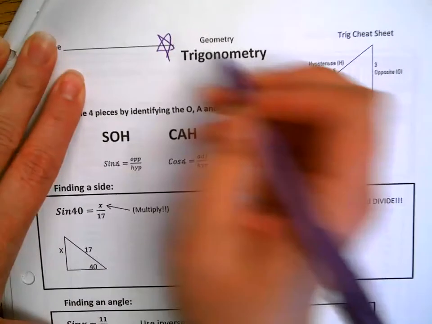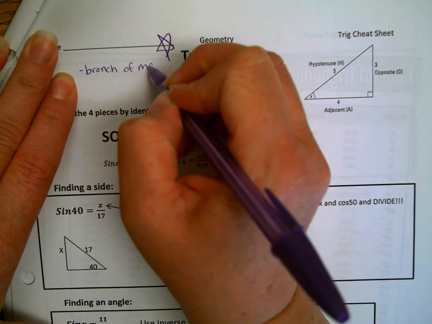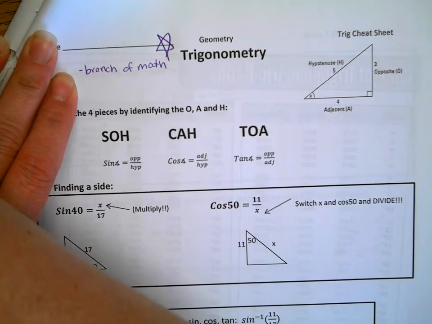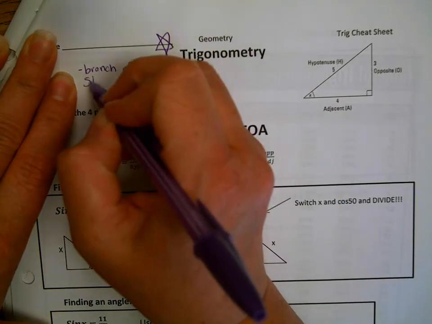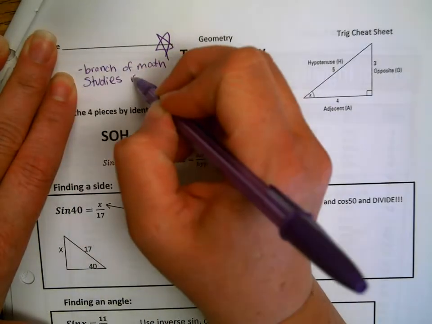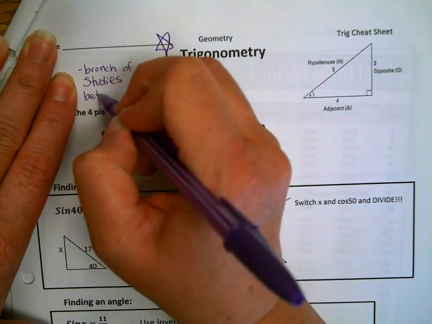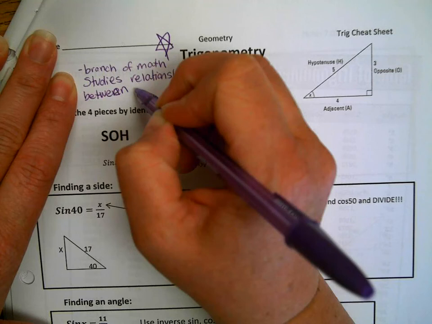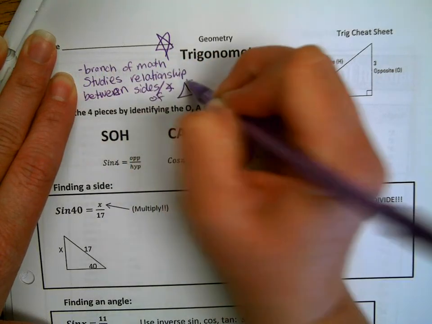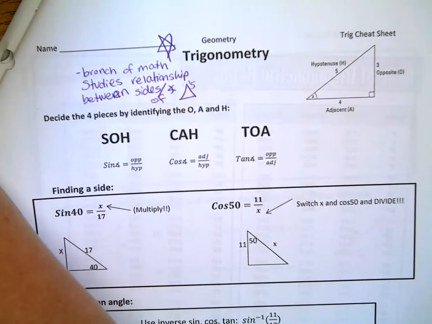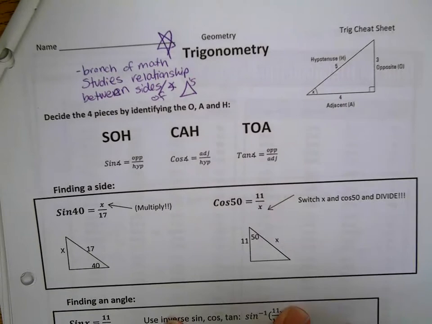Okay, so trigonometry is the branch of mathematics that studies the relationship between sides and angles of triangles. So some of you are probably asking, why are we taking trigonometry and geometry? Well, because we have a right triangle.